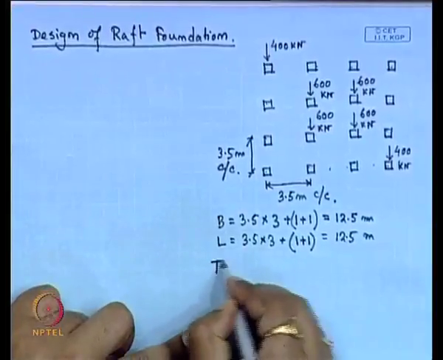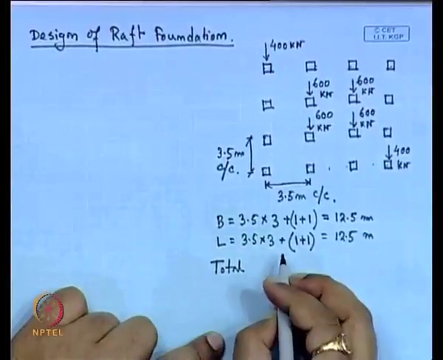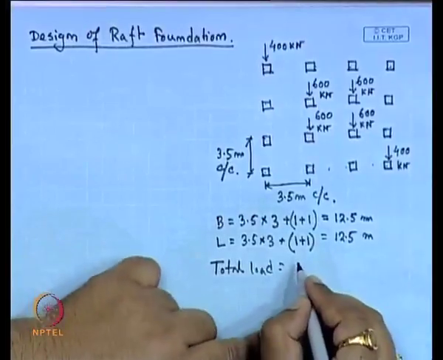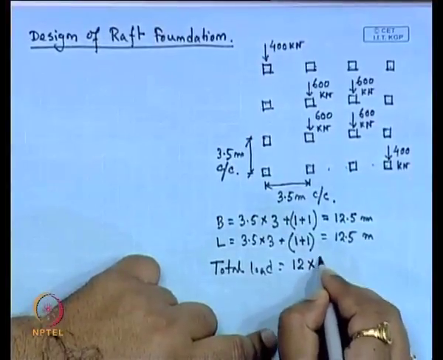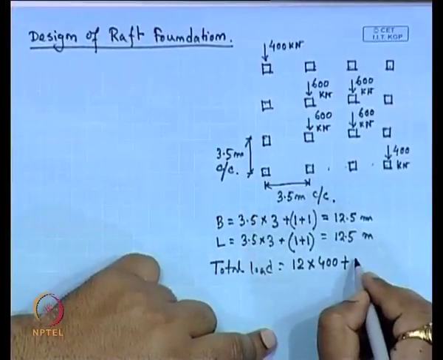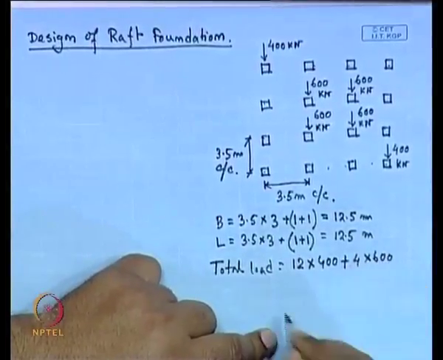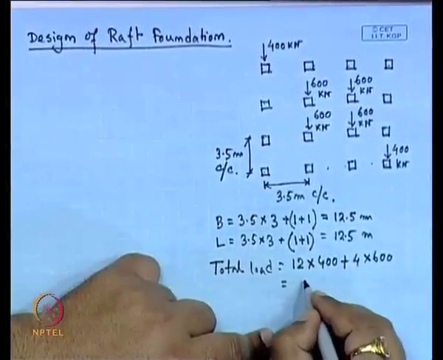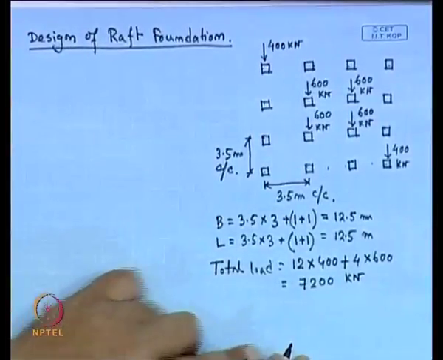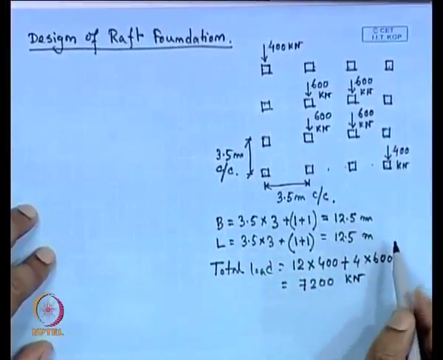Now, the total load that is acting on this raft foundation: 12 columns will be subjected to 400 kilonewton load, and the internal columns, these 4 columns, are taking 600 kilonewton each. So, that means the total load is 7200 kilonewton, and the dimension of this raft we are taking is 12.5 into 12.5 meter.